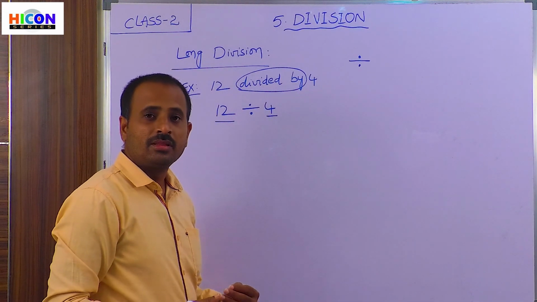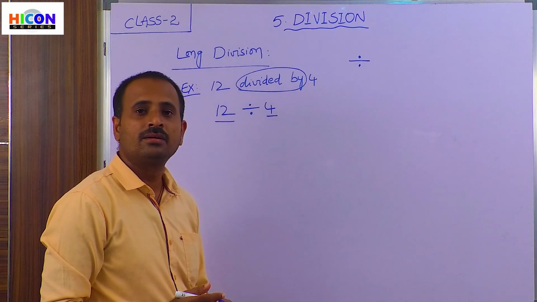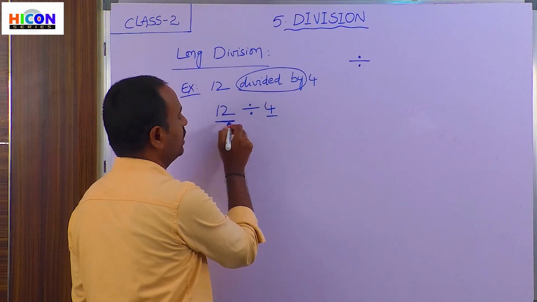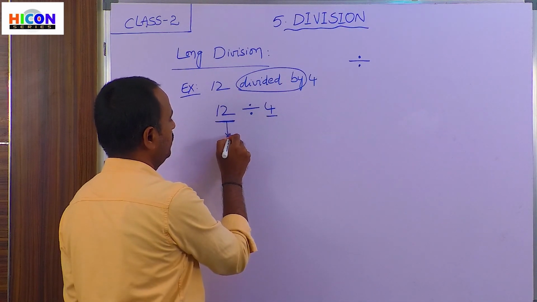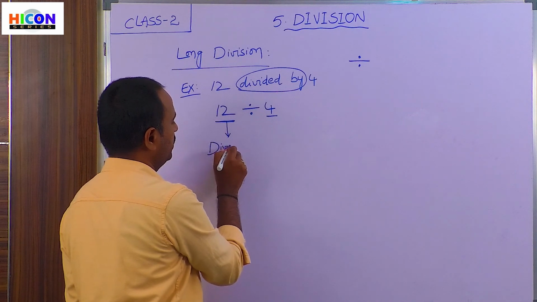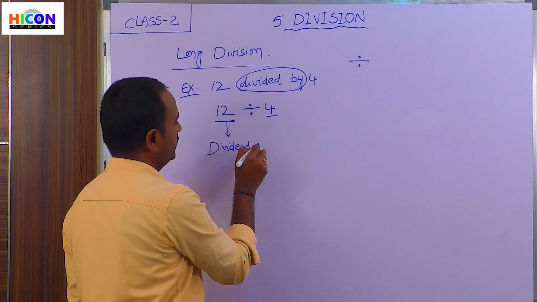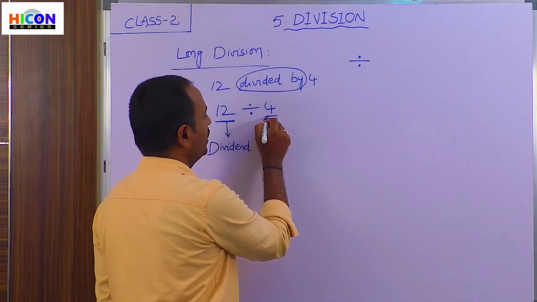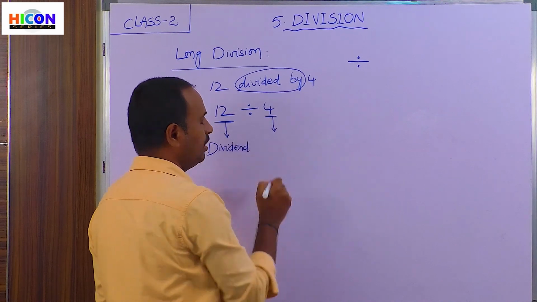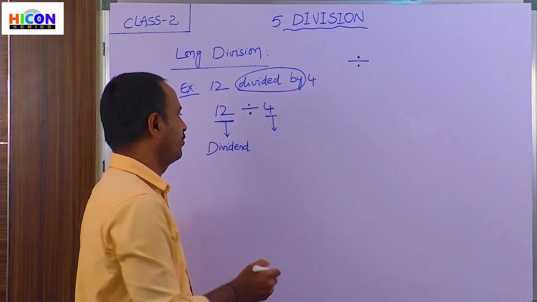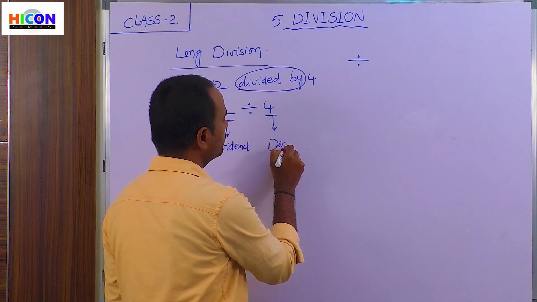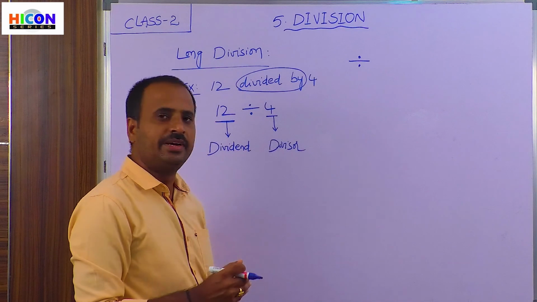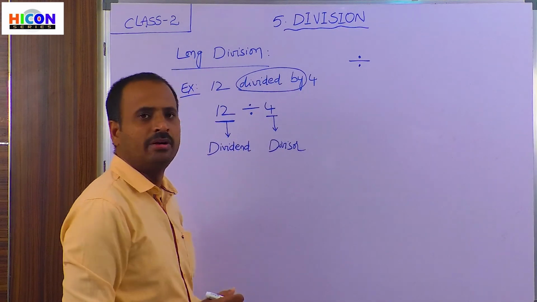In the division, the first number is called the dividend. Children, what is the first number here? 12. So here 12 is called the dividend. And what is the second number called? The second number is 4, and the second number in a division is called the divisor. So children, in the division, the first number is called the dividend whereas the second number is called the divisor.